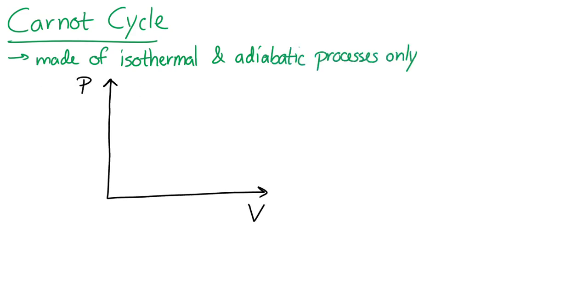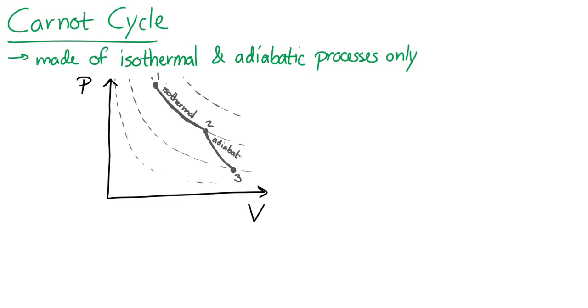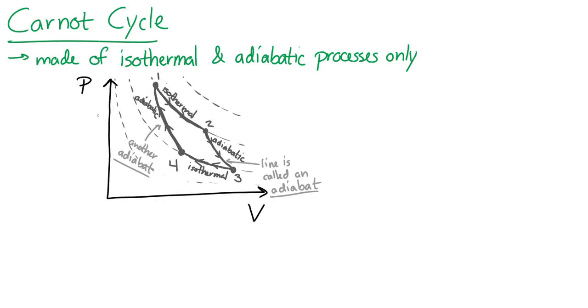Here's a PV diagram. I'm going to draw in the isotherms. Let's say we start here. First, we're going to have an isothermal process. It moves along an isotherm. It's going to move to state 2. Then from 2 to 3, it's going to move in an adiabatic process. So it's going to move along a line we call an adiabat. And then from 3 to 4, it's going to be isothermal again. So move along an isotherm. And then from 4 to 1, adiabatic again. So it moves along this line we call an adiabat. And again, the work that's done by the Carnot cycle is the area enclosed by this curve.